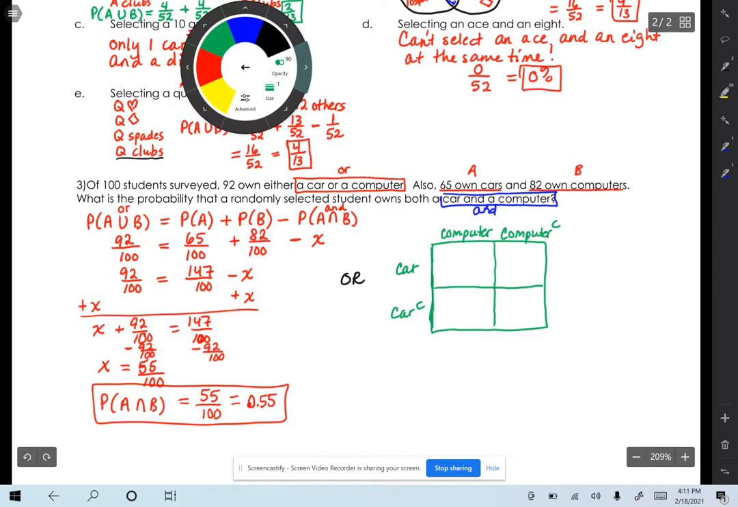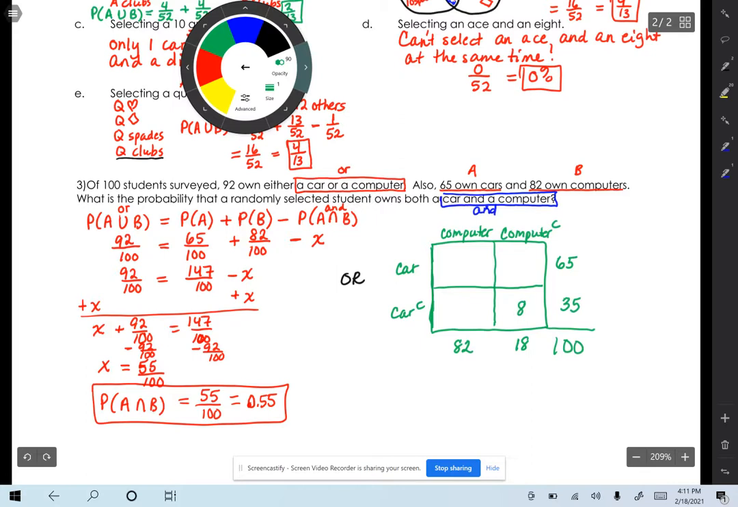Okay, let's see. Of 100, and we have 100 students total, so 100 goes here. Of 100 students surveyed, 92 own either a car or a computer. Also, 65 own cars. 65 own just all cars, and 82 own just computers. Therefore, this must be 18 because 82 plus 18 adds up to 100, and this must be 35. Okay. If 92 owned at least one of those, a car or a computer, 8 people owned nothing because there's 100 people surveyed. So 8 goes right here.